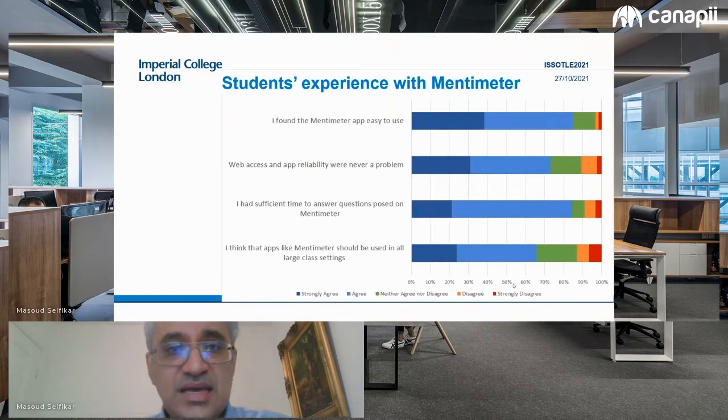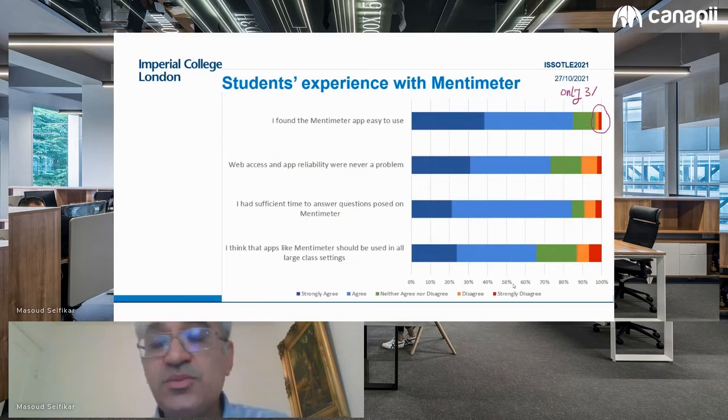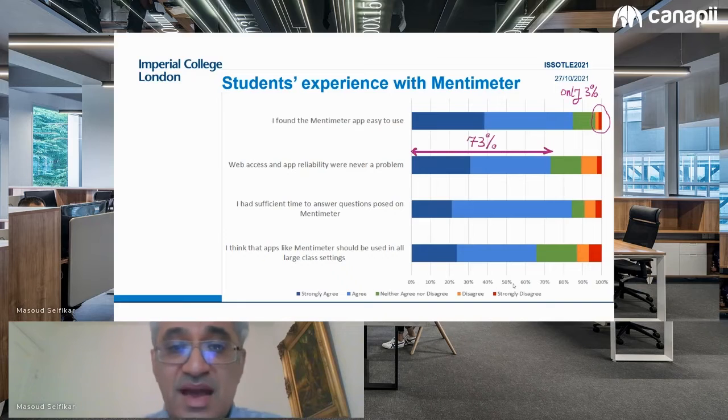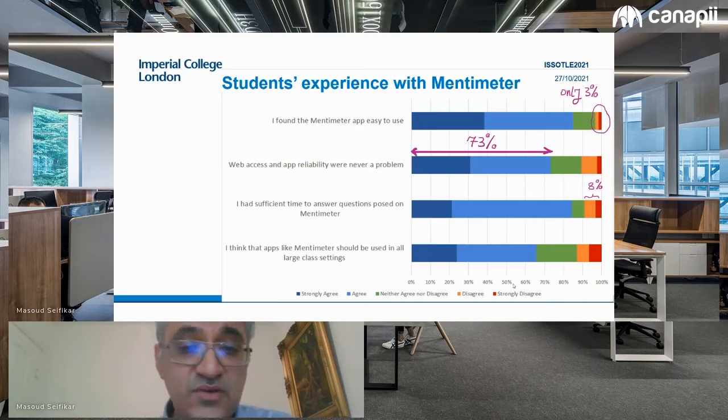And I also asked about students' experience with Mentimeter. As you see here, I asked if they found the Mentimeter app easy to use. Only 3% said that it wasn't easy to use. I asked about the web access and reliability. 73% strongly agreed that it wasn't a problem. When I asked if they had sufficient time to answer, only 8% said that they didn't have sufficient time.